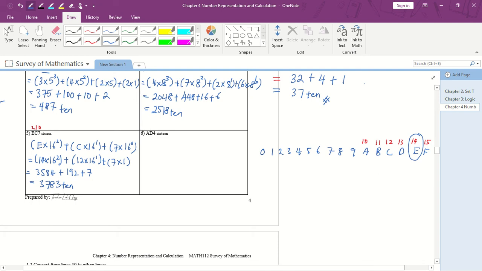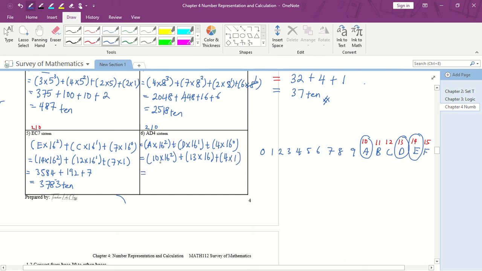And of course, the same thing here. AD4 base 16. Don't think too much, just write here 0, 1, 2. Now it will be A times 16 power of 2 plus D times 16 power of 1 plus 4 times 16 power of 0. Now we need to figure out what A is here. A, we know it is actually 10. And we know D is actually 13. So we can just straight away write 10 times 16 squared plus 13 times 16 power of 1 plus 4 times 1.